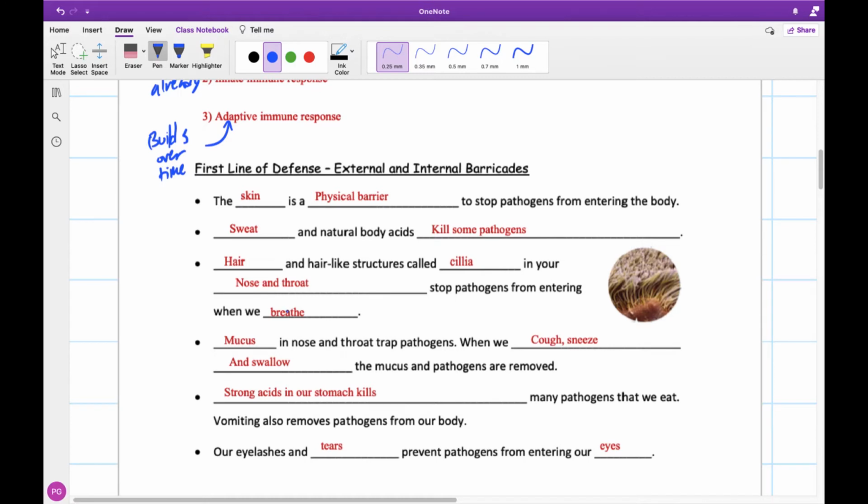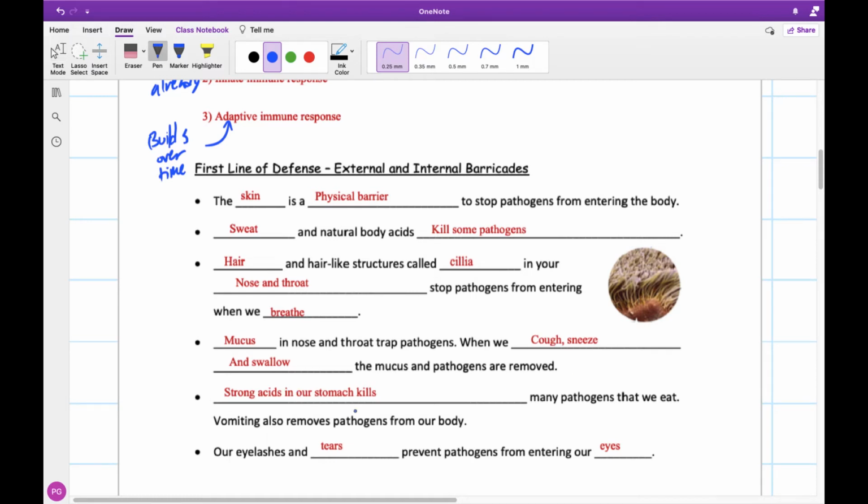So whether you breathe through your mouth or through your nose, there's little hairs and hair-like structures that can capture pathogens before they get into the body. In addition, along with those hairs, we have some mucus in our nose and our throat to trap pathogens. When we cough, sneeze, and swallow, the mucus and pathogens are all removed. So when you sneeze because some dust or any other sort of particles are in your nose, that's our body getting rid of those particles along with any other pathogens it might have absorbed.